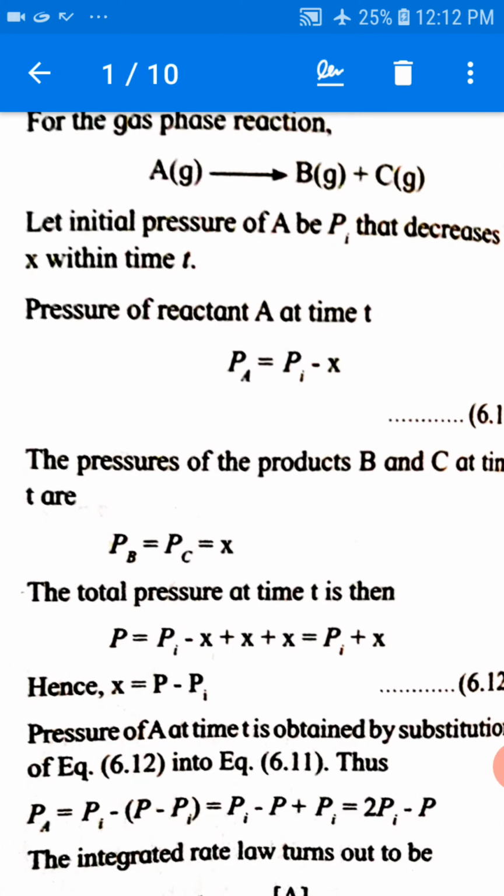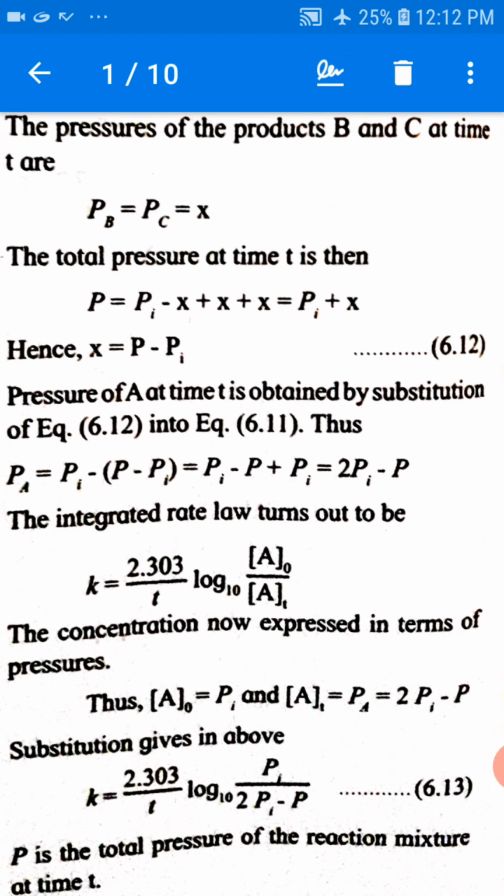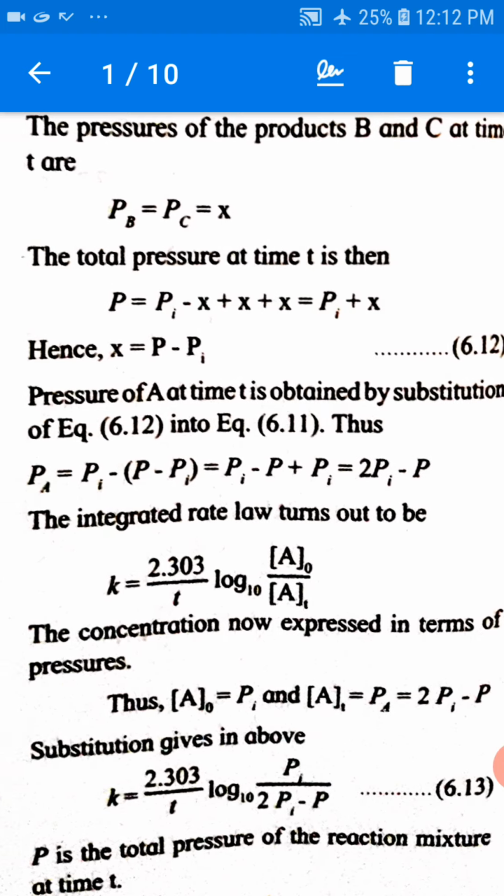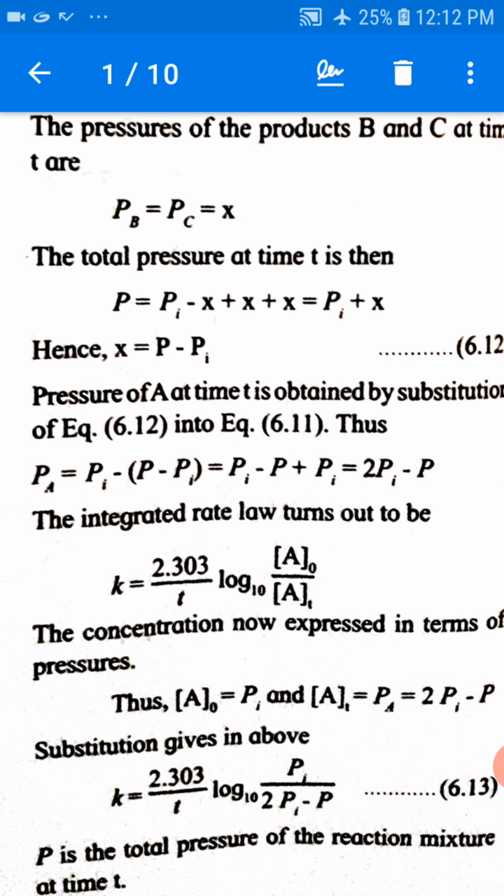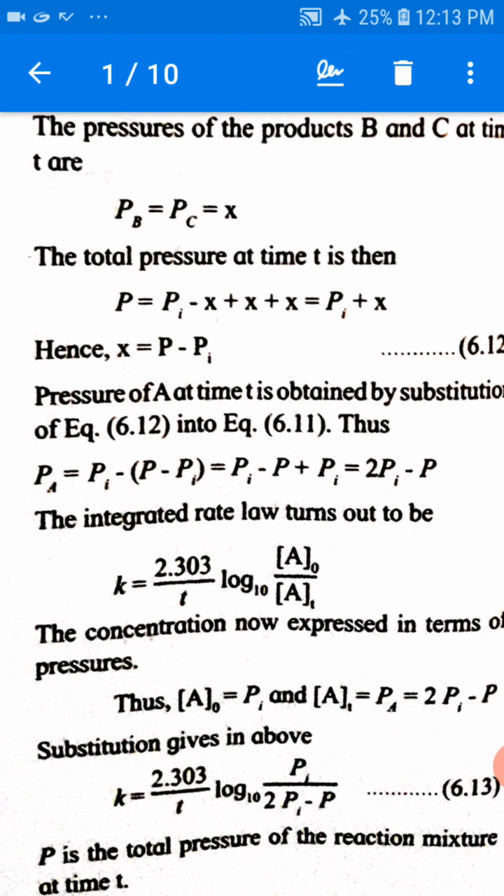The pressure of A at time t is obtained by substituting equation 6.12 into equation 6.11. Thus Pa equal to Pi minus (P minus Pi), which is equal to Pi minus P plus Pi, that is, it gives twice Pi minus P.